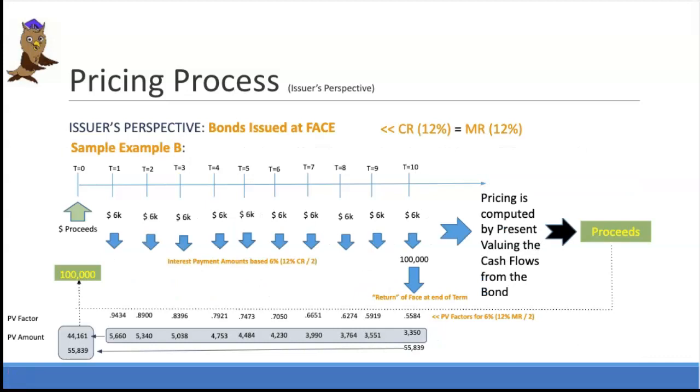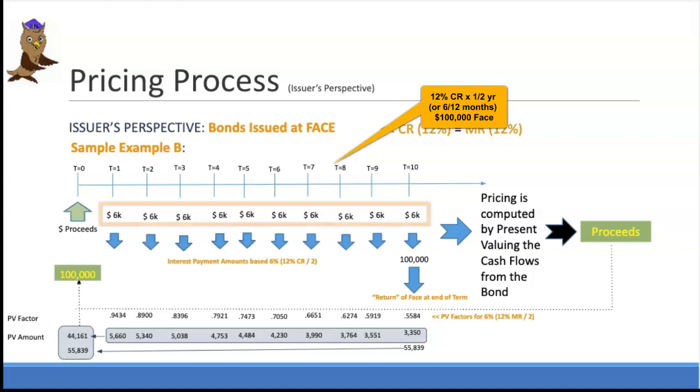First, let's discuss our 12% bonds issued at a time when the market rate is also at 12%, meaning that the bonds will be issued at face. Note that the interest payments are a function of the contract rate of 12% times half a year, since they're semi-annual, times the face amount of $100,000. This results in $6,000 per period every 6 months.